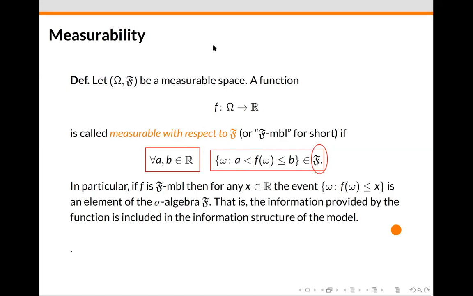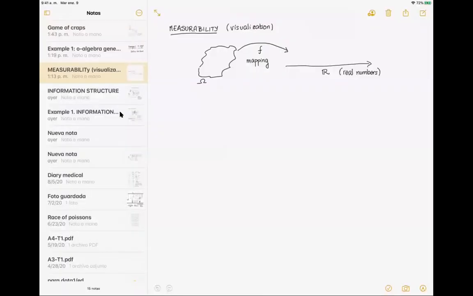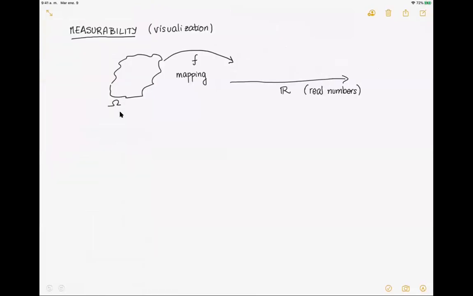So what I'm going to do now is take a little bit of time to visualize this concept, and for that I'm going to be sharing my iPad. So the visualization of measurability is the following.